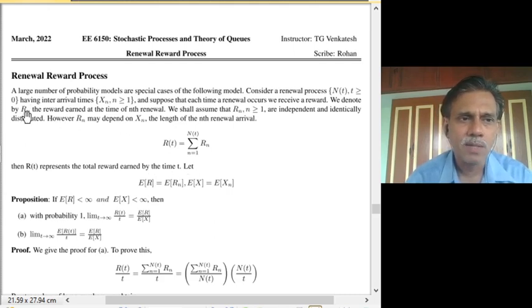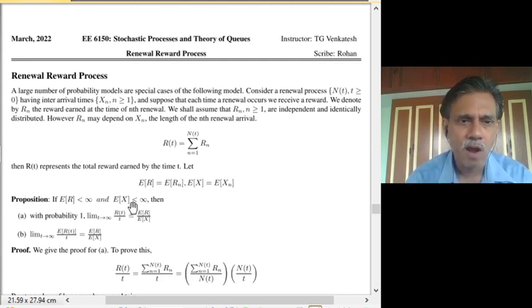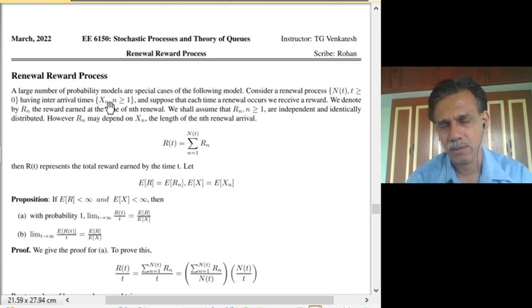We will assume, because R1, R2 are all IID random variables having the same distribution, we can of course find the expected value of Rn for any general n. They are all IID, so they will have the same expected value. So we will call that E[Rn] the value E[R]. Similarly, the duration of the renewal cycle, that is the time between two renewals, X1, X2, X3 are all again IID with the same distribution, and it will have an expected value.